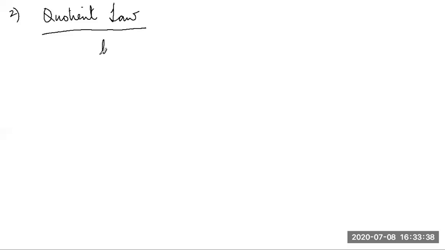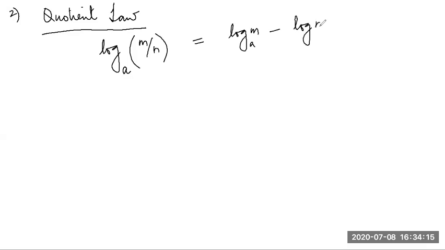Quotient law says log of some number, some fraction rather, m by n to some non-zero base a would be equal to the subtraction of log of its numerator and log of its denominator to the same base. So this will be equal to log of m to the base a minus log of n to the base a. Shall we check it?